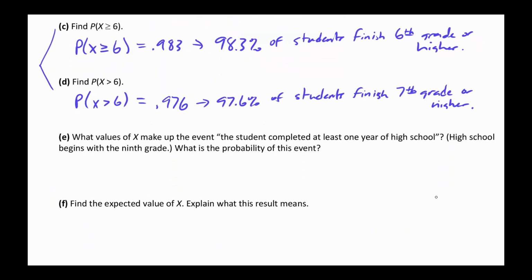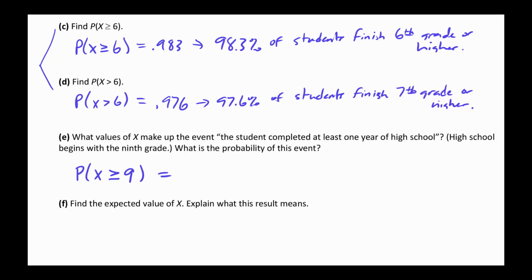So let's look at the last couple of questions with this. E, what values of X make up the event the student completed at least 1 year of high school? High school, remember, begins with 9th grade. So what's the probability of that event as well? If I'm going to write this in symbol notation, that would be the probability of X being greater than or equal to 9.